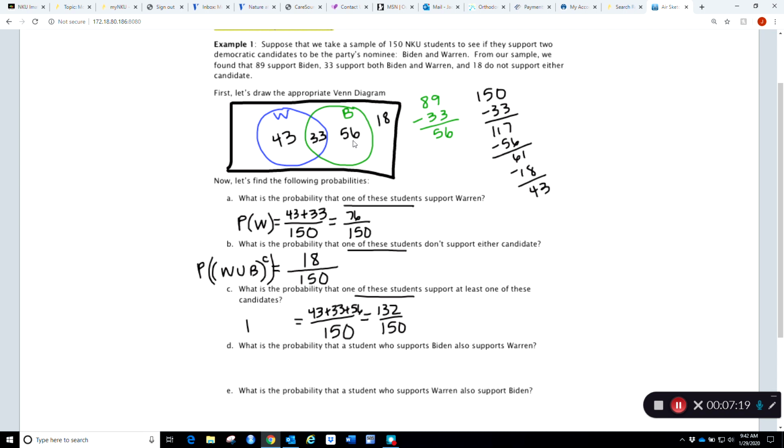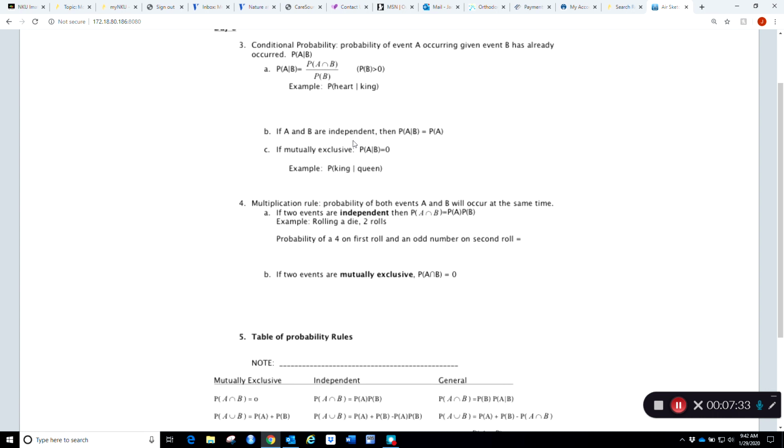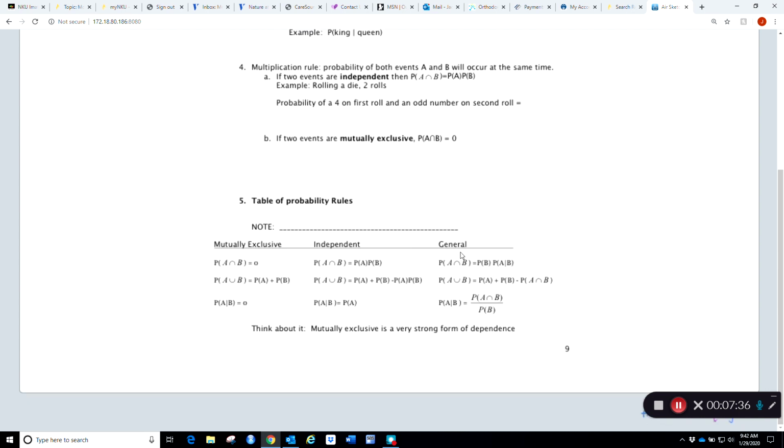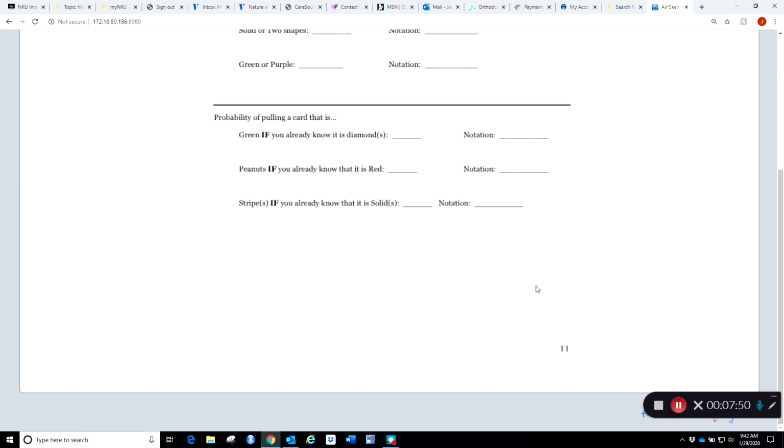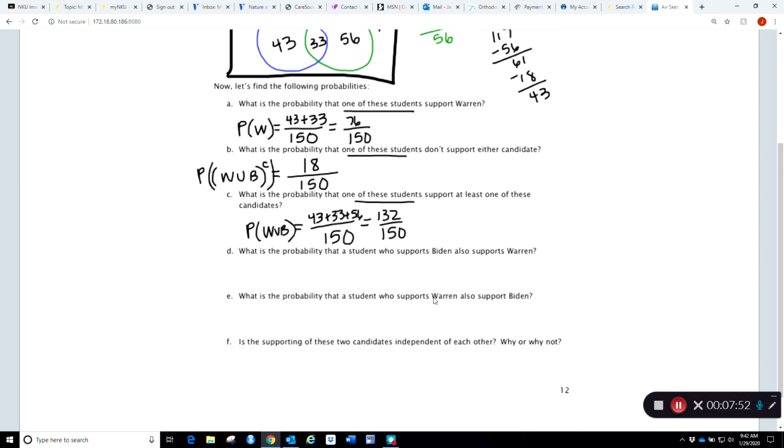Notation-wise, what did I just find? Well, I just found the probability of Warren union Biden. But now it might also be useful to look at some of those rules that we talked about. All right, so I'm going to be using general rules, and I actually have one of how to find the union. I'm going to take the probability of the one plus the probability of the other and subtract off their intersection. Let's see if we can see how that rule would actually apply to what we did here.